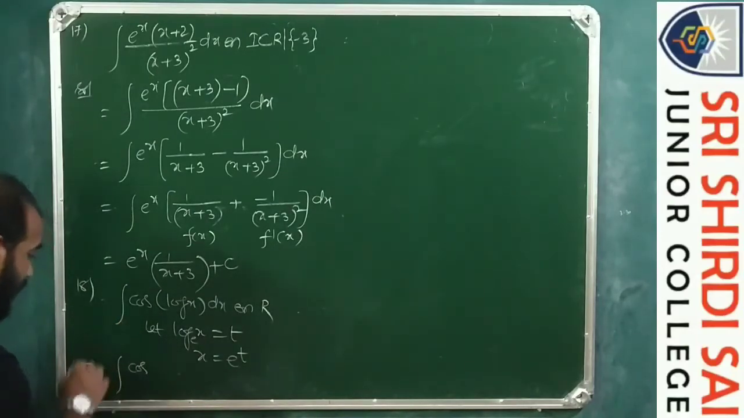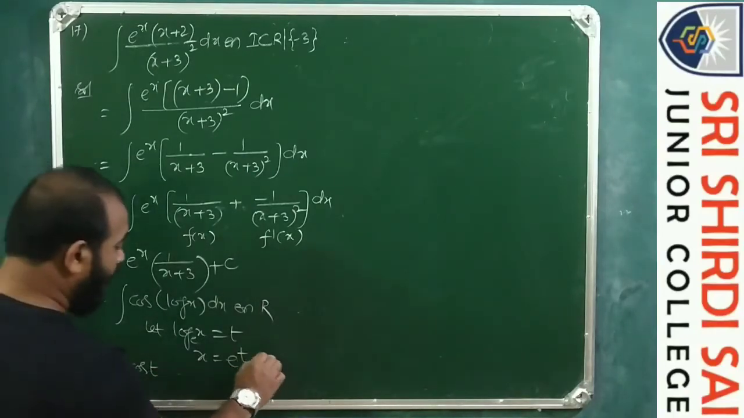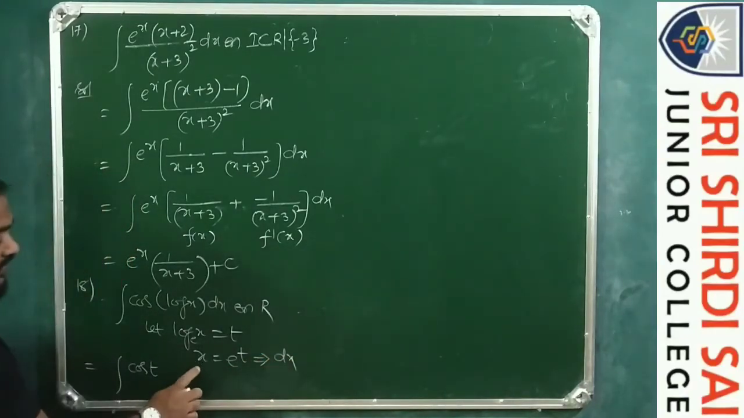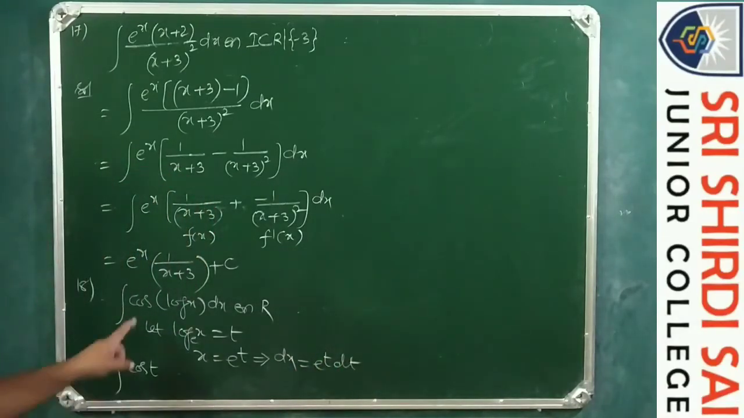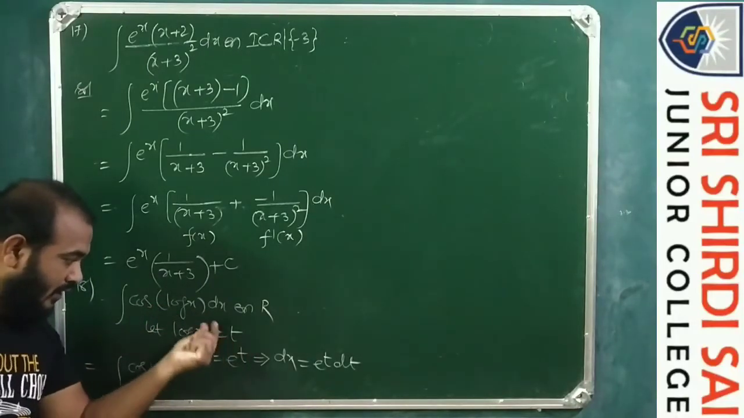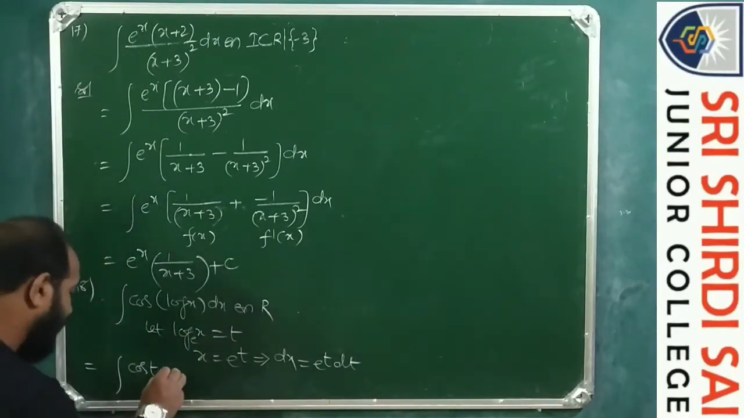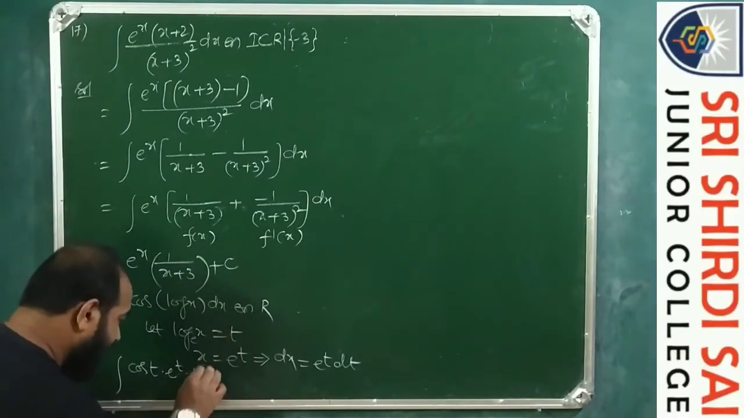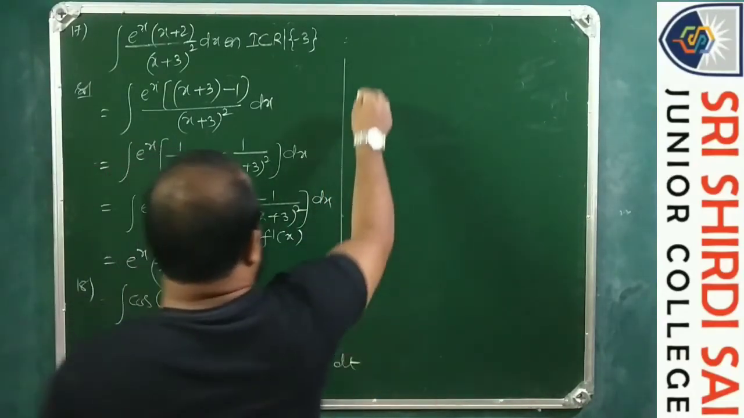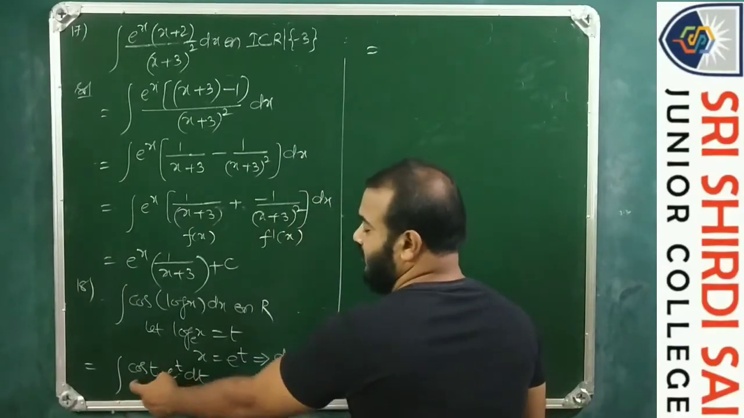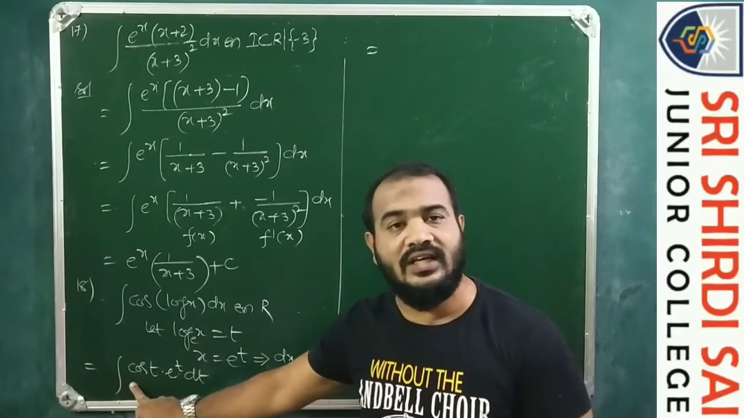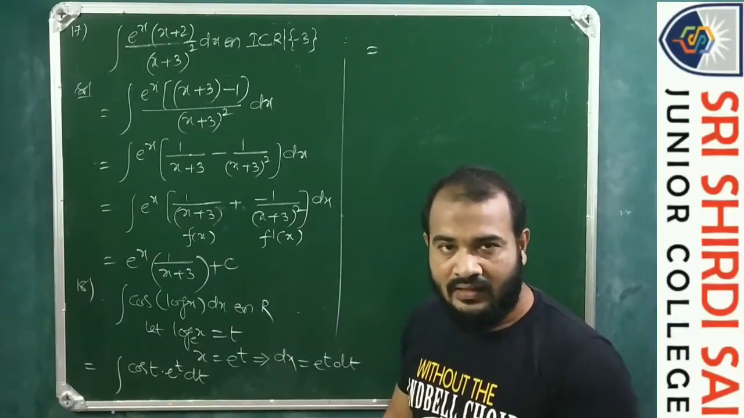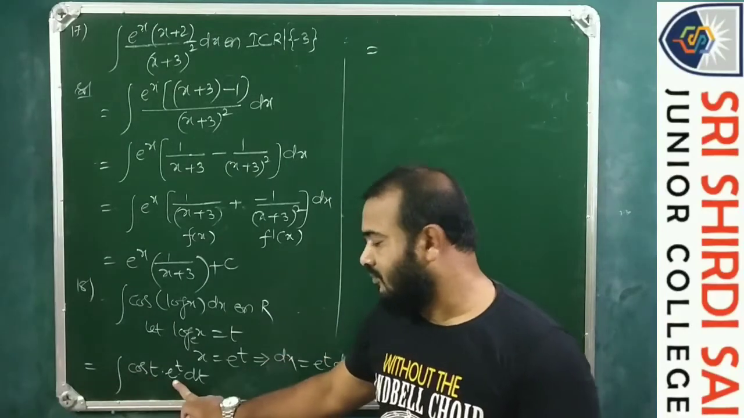So cos of log x is cos t. x is equal to e power t, we get. If we differentiate this, dx is equal to e power t dt. Now cos of log x is cos t, dx is equal to e power t dt. So this is integral cos t e power t dt. This is a product of two functions. e power t is exponential, cos t is trigonometric, so cos t comes first and then exponential.